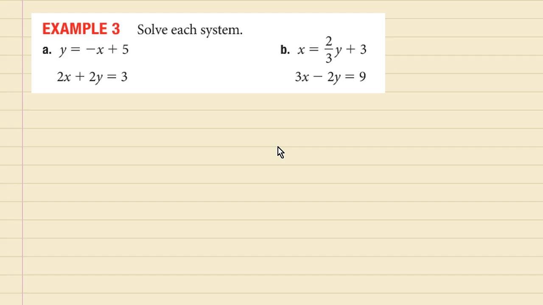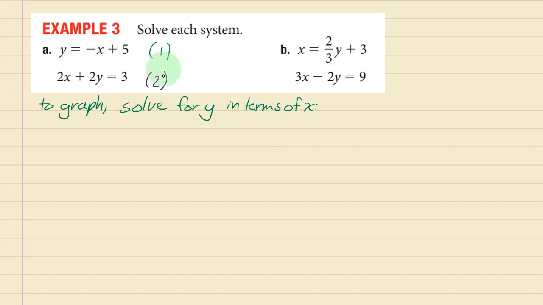And in order to graph it, we need to solve for y in terms of x first. Here, I labeled them as equation number 1 and equation number 2 for part A. Equation 1 is already written for y in terms of x, but we still need to work with equation number 2 here. So I'm going to subtract the 2x from both sides, like so. Now to get the y by itself, we need to divide both sides by 2.